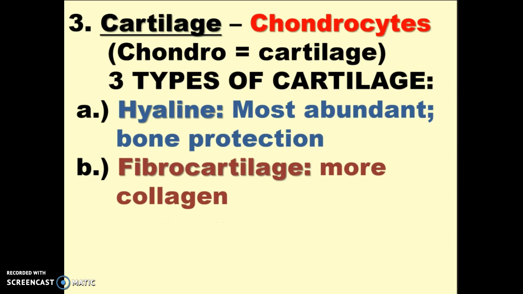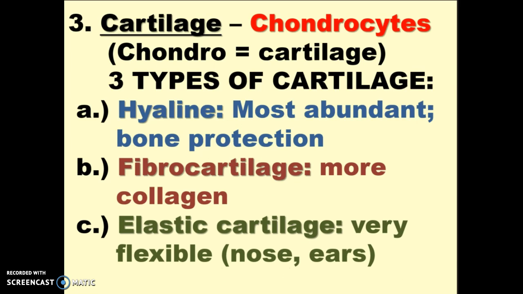There's fibrocartilage, which has a little bit more collagen to it, it's a little tougher. And there's elastic cartilage, which has a lot of elastin, or elastic fibers in it. So your nose and your ears, you can twist those things around like a rubber band.